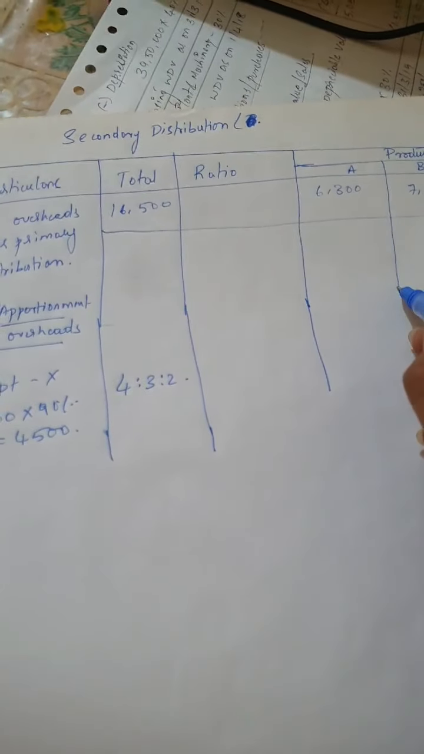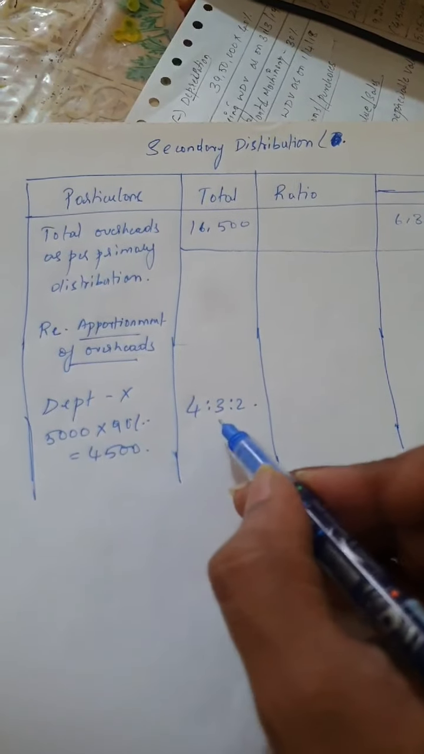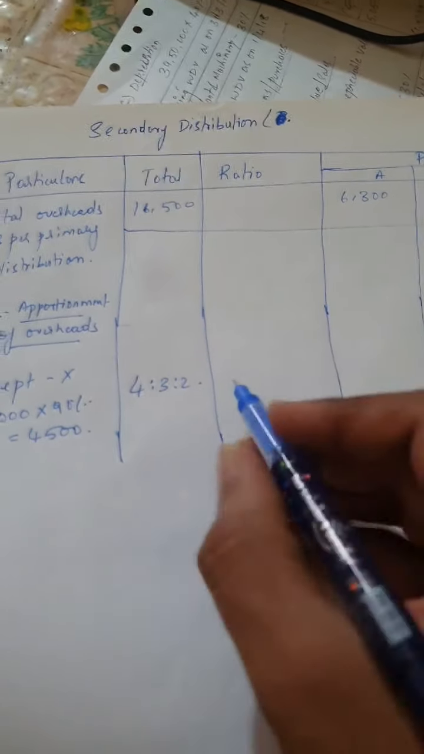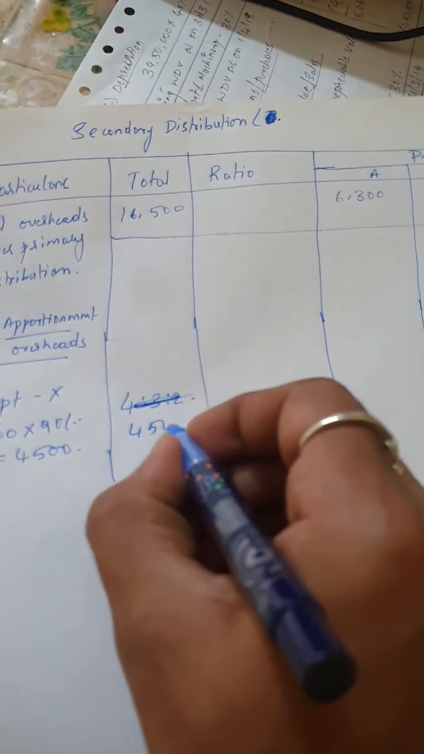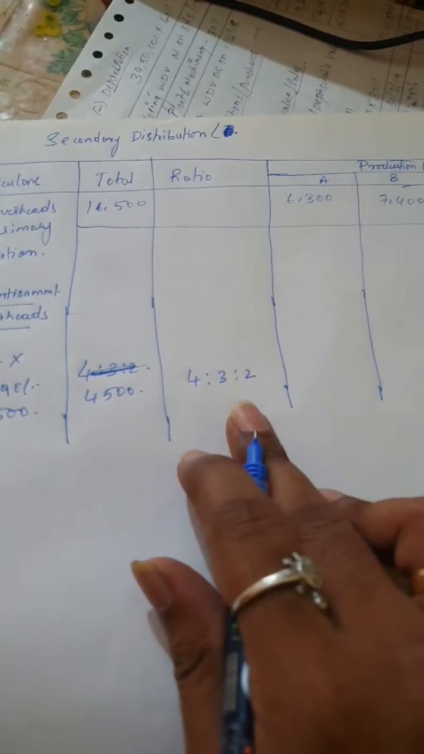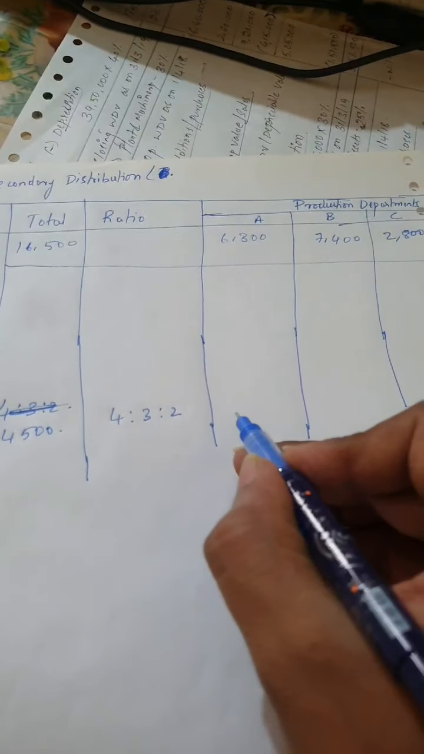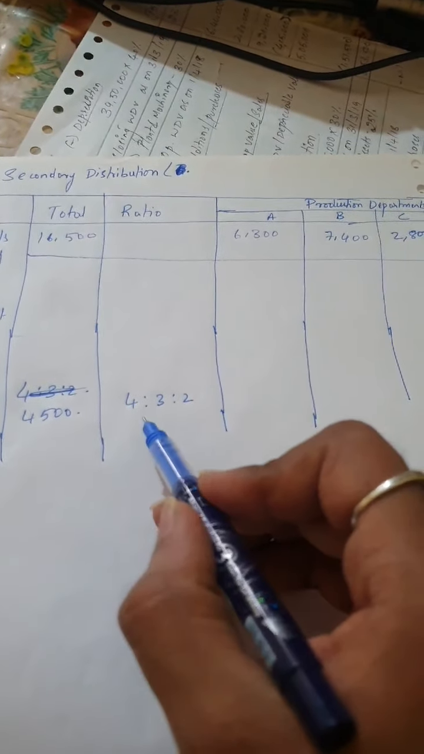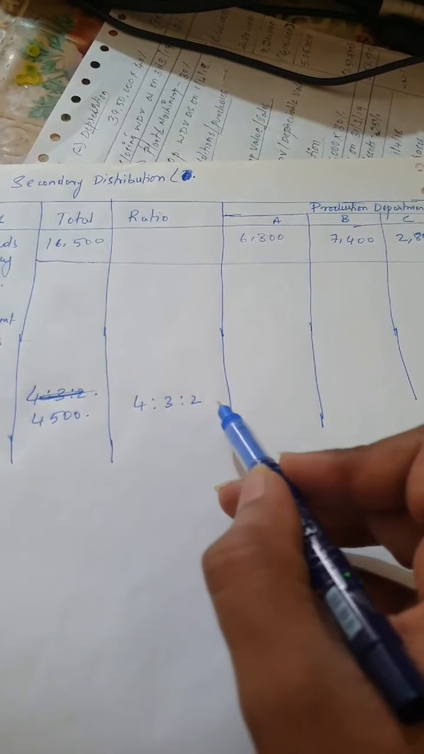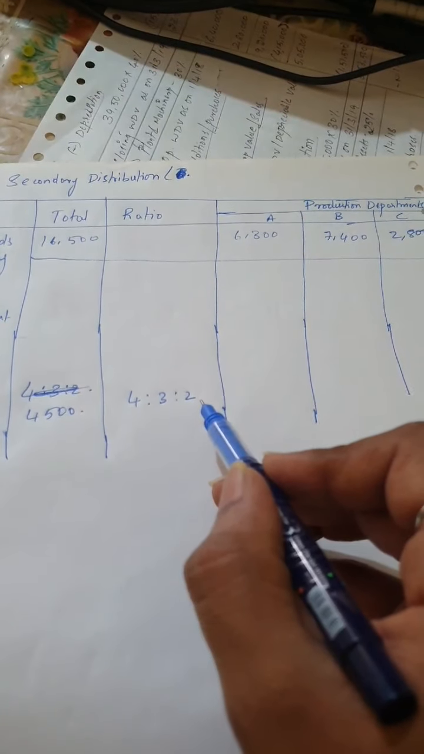4500 to other departments. Now how do you allocate? Here it will be 4500, and the ratio will be 4 is to 3 is to 2. So this 4500 has to be allocated in the ratio of 4 is to 3 is to 2 to production department A, B and C. So for production department A, we have to consider this ratio 4, right? So what is the total of all these 3? 4 plus 3, 7, 7 plus 2, it will be 9, right? So total it will be 9.